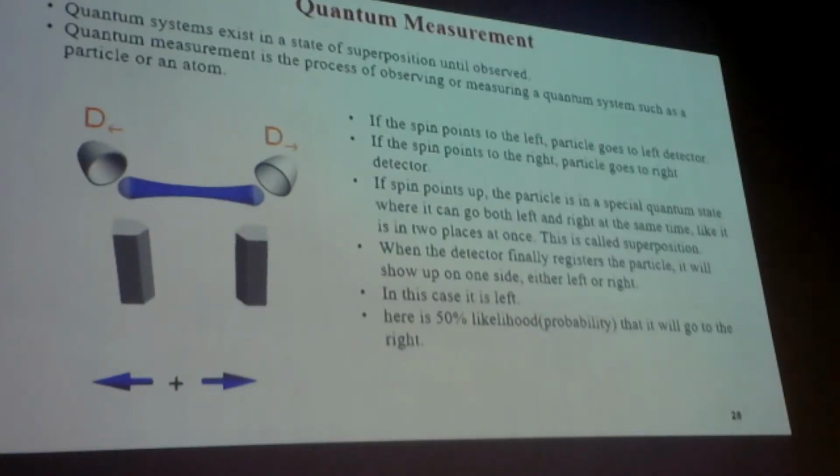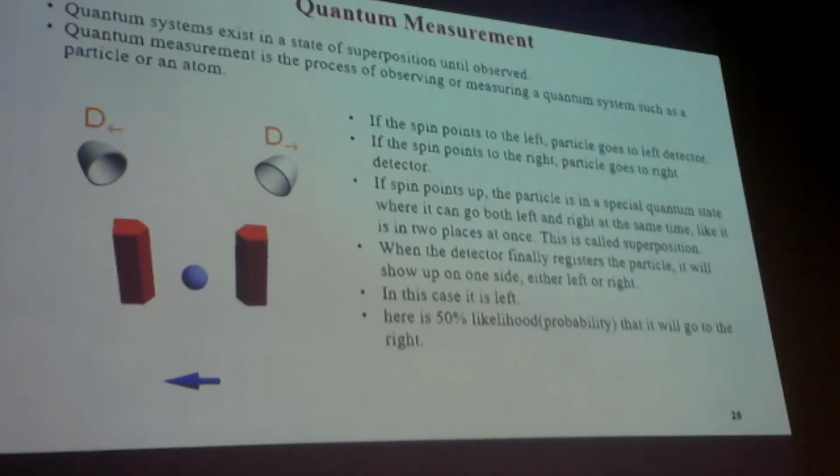Look at this now. As you only look at the diagram, I'll just explain to you so you'll understand. If the spin points to the left as it is now, the particle goes to the left detector. If the spin points to the right, the particle goes to the right detector. Are you able to observe that?